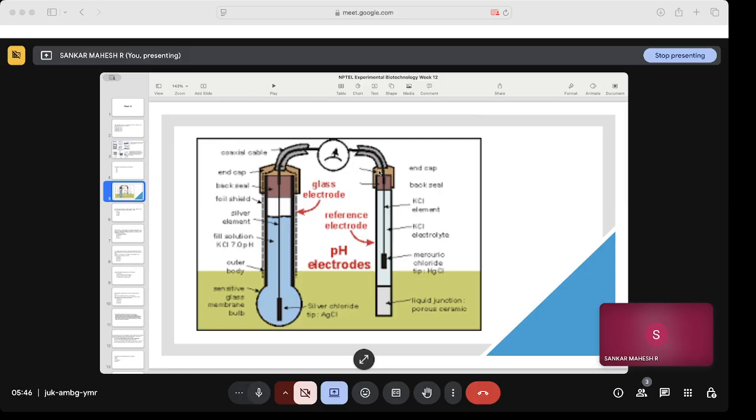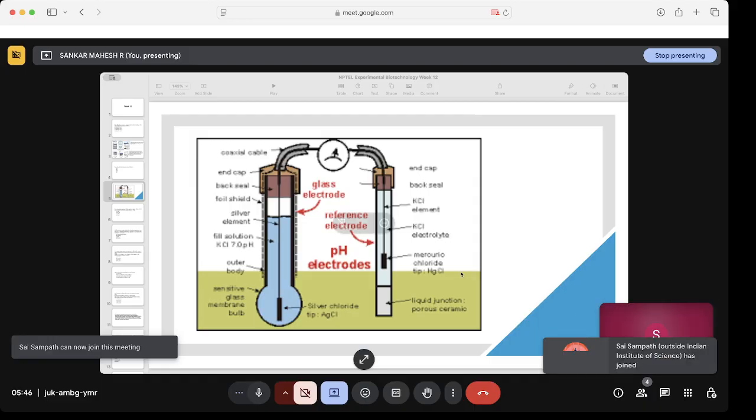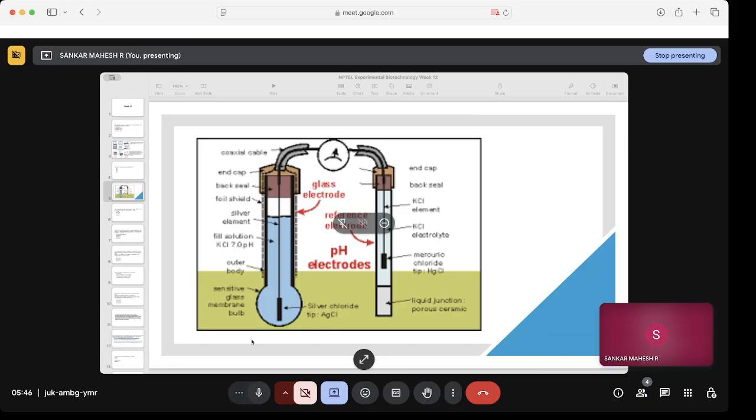One is the glass bulb. Yes, that's the one that we see on the left. Yes, sir. And the second one is? Just forgetting the name. So the second one is your reference electrode. Based on the reference electrode is how you get to measure your actual pH. Right.